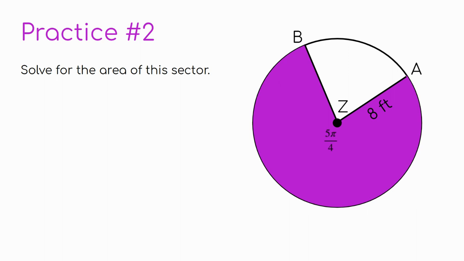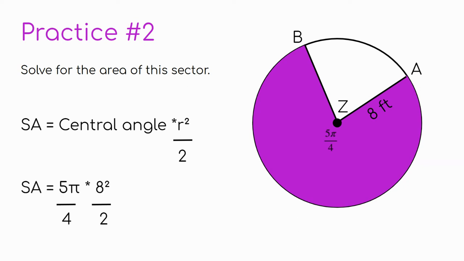So here's an example for you to try on your own. Pause the video, find the area of this sector when the angle is 5 pi over 4 radians. Always start with your formula, central angle times r squared over 2. Your central angle is 5 pi over 4, your radius is 8. So I have 5 pi over 4 times 8 squared over 2.